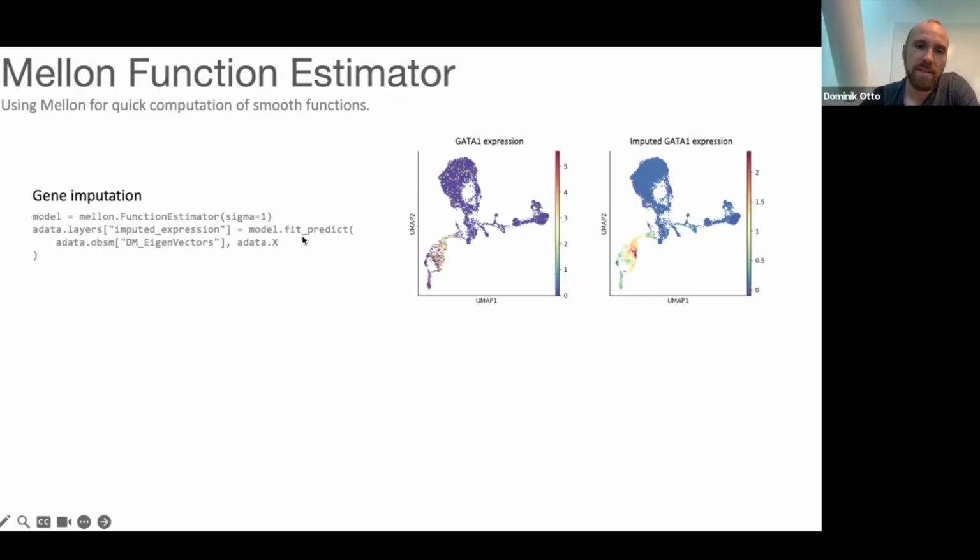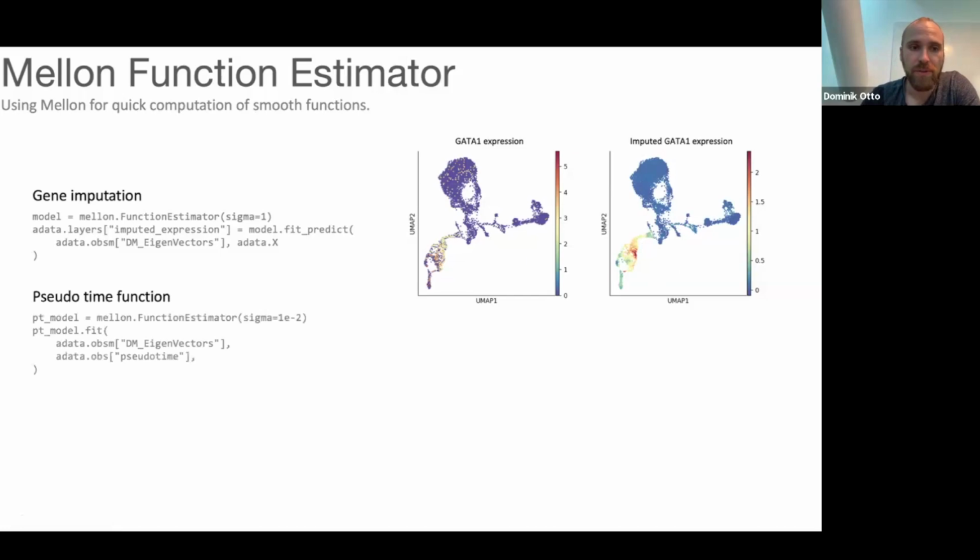really fast function estimation that gives you a smooth function for whichever function values you're interested in, like the gene expression, which would be a very canonical example, where we just use the very noisy expression that we measure in our single cell data to train the smooth function, which essentially can act like an imputation of the gene expression, and it's fairly quick. We can also do this for any other quantity that we like.